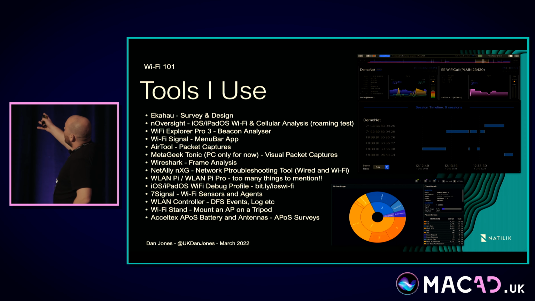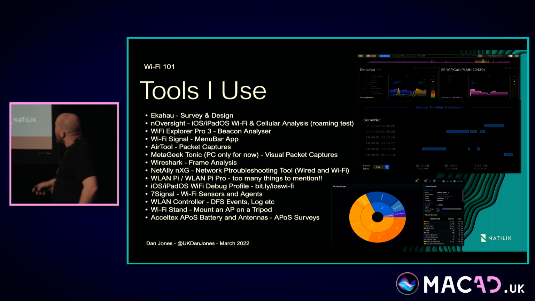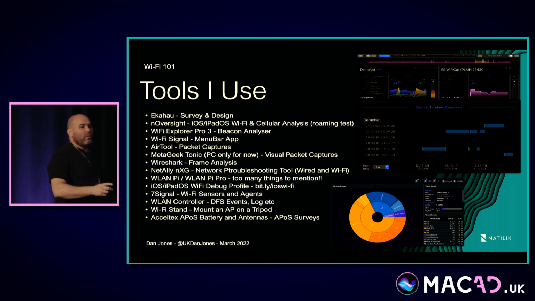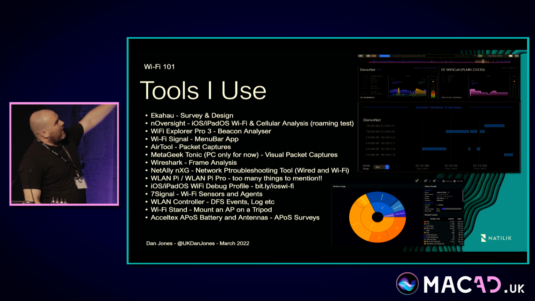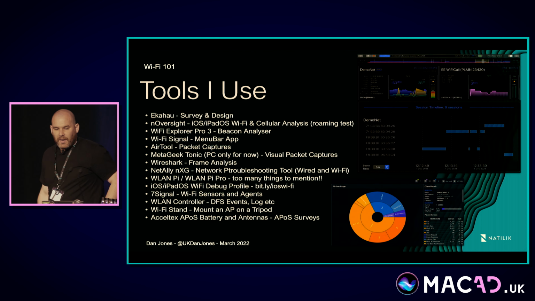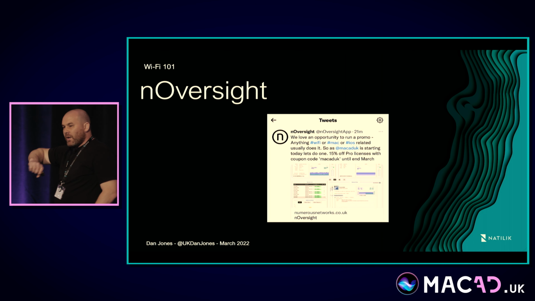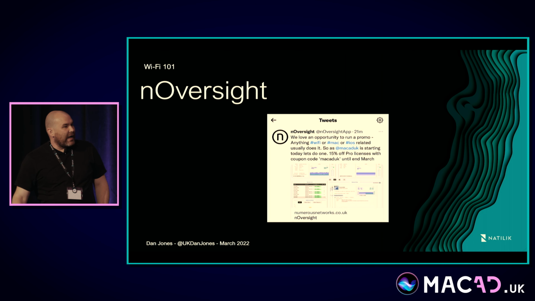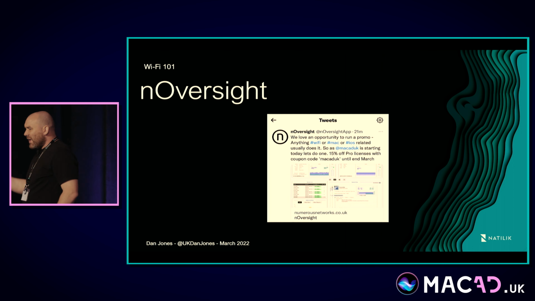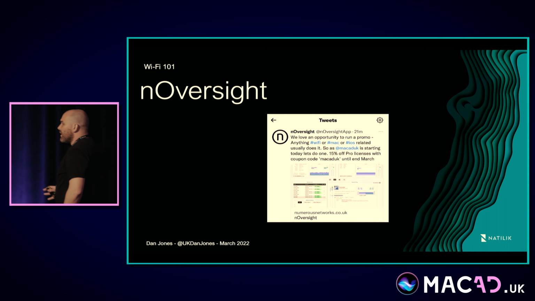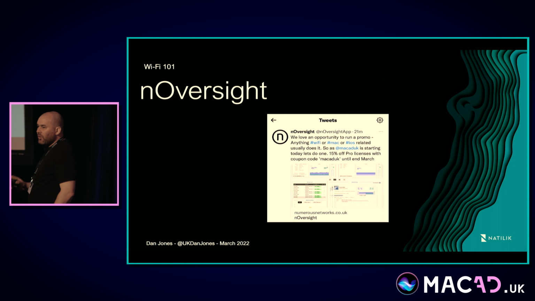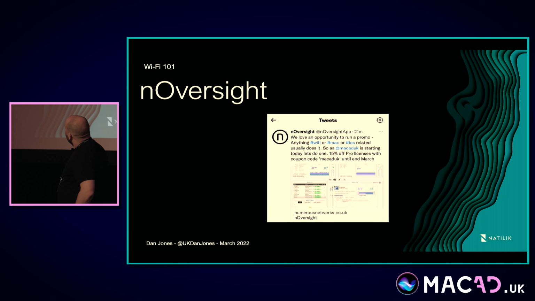Right, these are the tools that I use. There's a whole bunch of stuff there. I do want to show you one really quickly, which is a tool called N-Oversight, which is by a British guy called Ben Toner. He's actually giving 15% off to anyone who's here if you use MacAdUK on his software. I think it's about £100 a year for a license. It is the best money you will ever spend, and I will show you why.